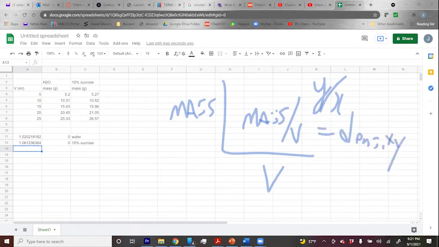So as long as you have the right units, you'll get density. As long as your units are grams and mils, your density will be in grams over mils, which is what you want your density to be in.